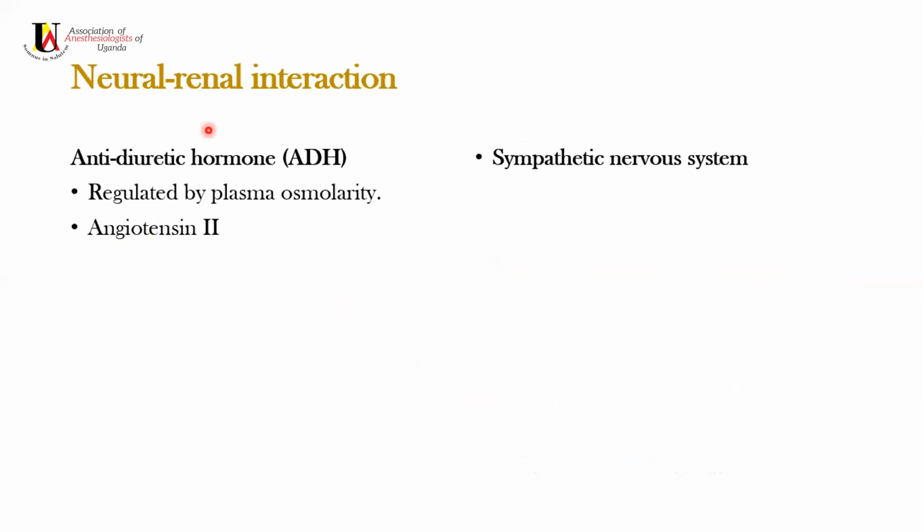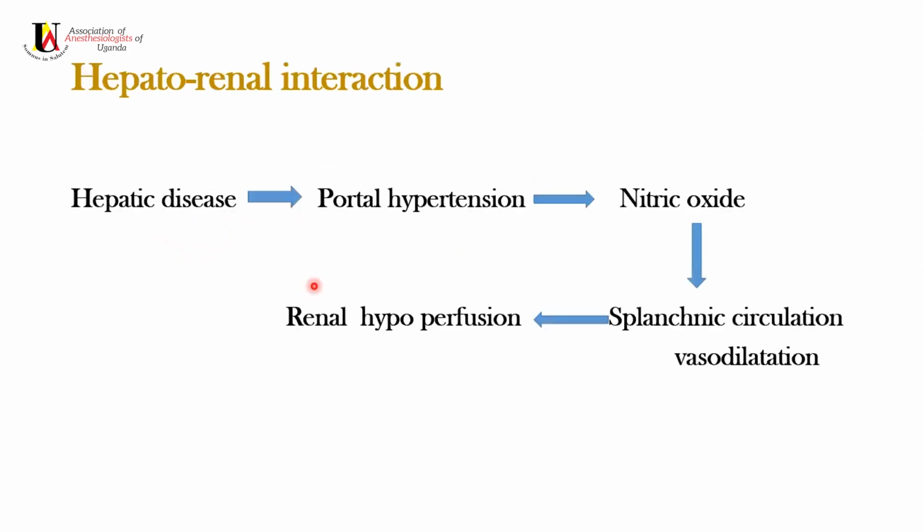The neuronal interaction, we have the ADH, which is regulated by the plasma osmolarity. When the plasma osmolarity is high, that means there is less plasma volume. It is sensed, and this causes the release of ADH from the posterior pituitary gland, and it acts on the collecting duct. Then also angiotensin 2 release. And we have the sympathetic nervous system that I already talked about. Angiotensin 2 also causes release of ADH, as earlier discussed.